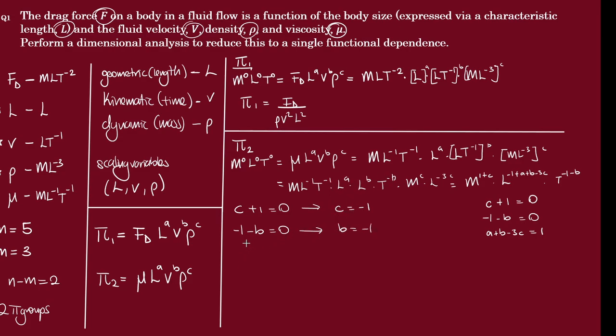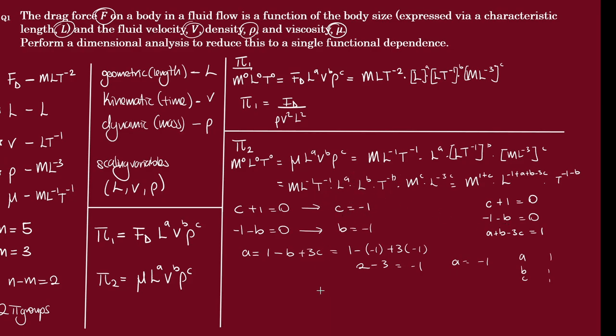Then solving for A. So it's A plus B minus 3C. So that means A is going to be, you have to be careful when doing this, 1 minus B plus 3C. It's going to be 1 minus -1 plus 3 into -1. So that is going to be 2 minus 3, which is -1. So A is going to be -1. So we know that A, B, and C are equal to -1, -1, and -1.